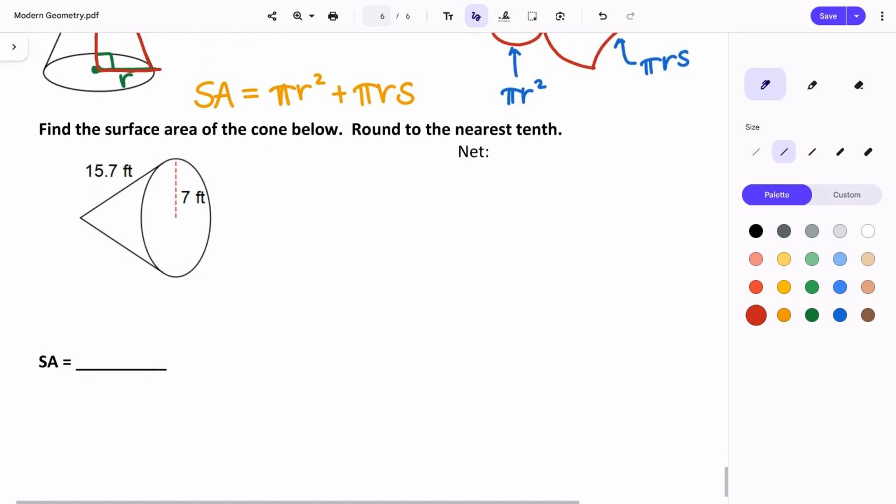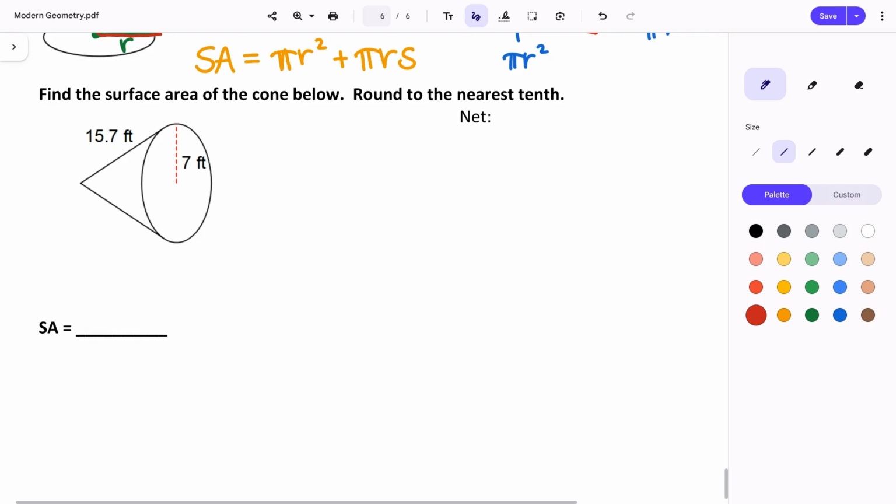So let's do an example here together. I want to find the surface area of this cone below. I'm going to first start out by drawing out my net. All right, what is the radius of my net? 7 feet, good. And what's my slant height? Good, 15.7.